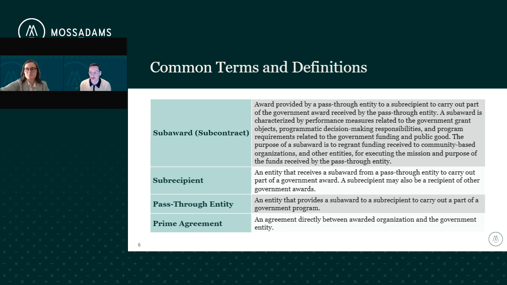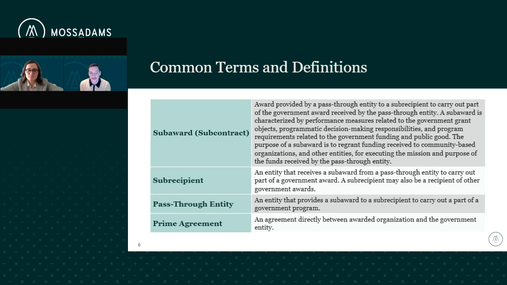And the main goal of the subaward is to distribute funds to community-based organizations or not-for-profit organizations to support the mission and objectives of the original funding agreement that the pass-through entity may not be resourced to be able to perform themselves.